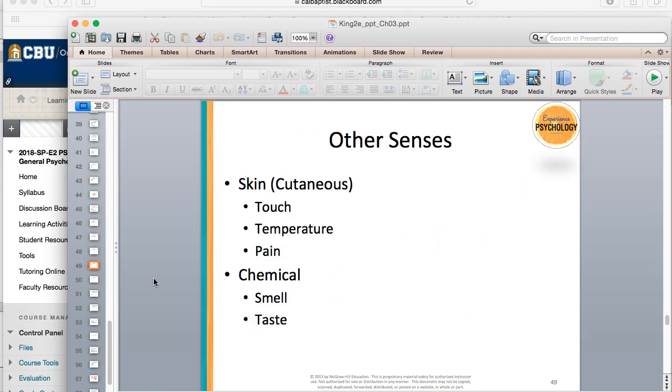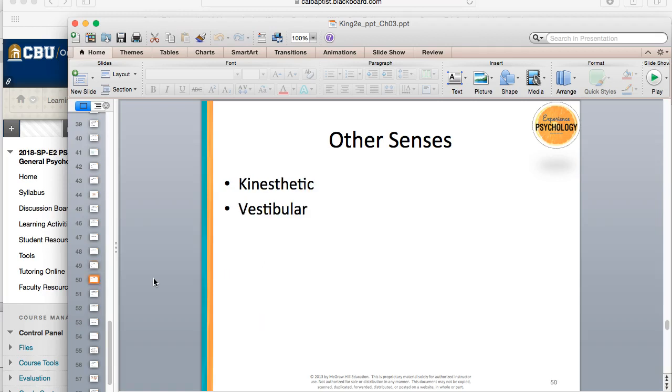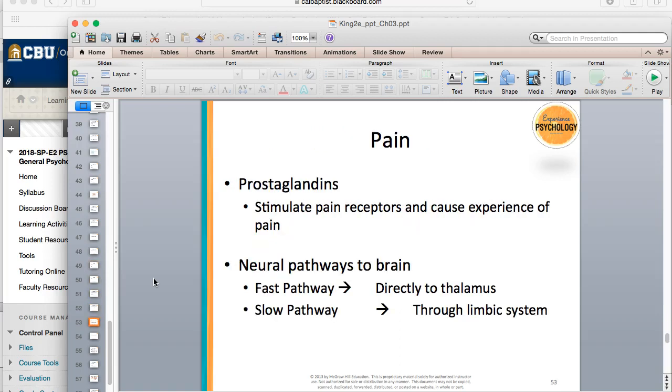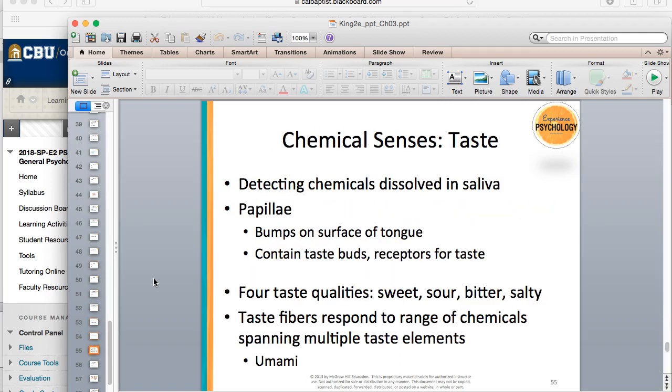Other senses. Of course, we talked about sight and touch. So skin and chemical senses are senses as well. Touch, temperature, endorphins.